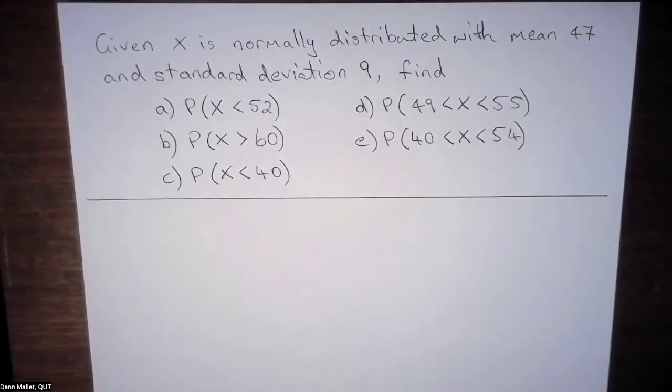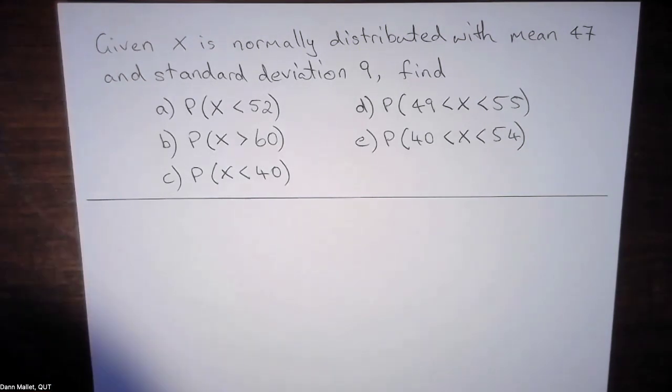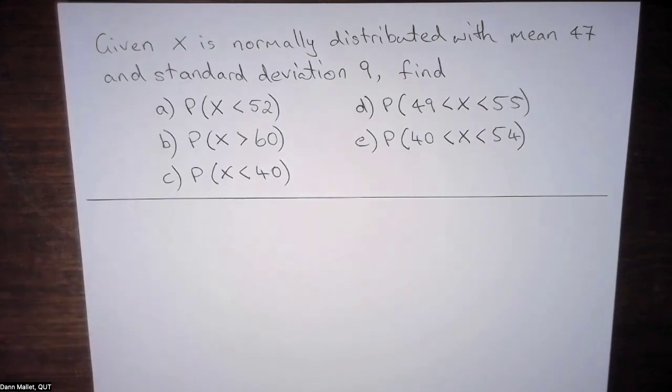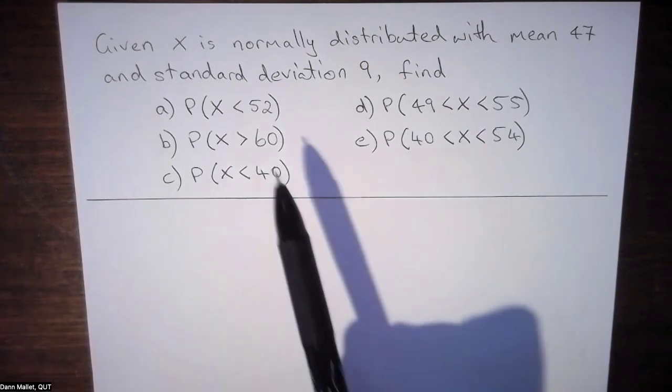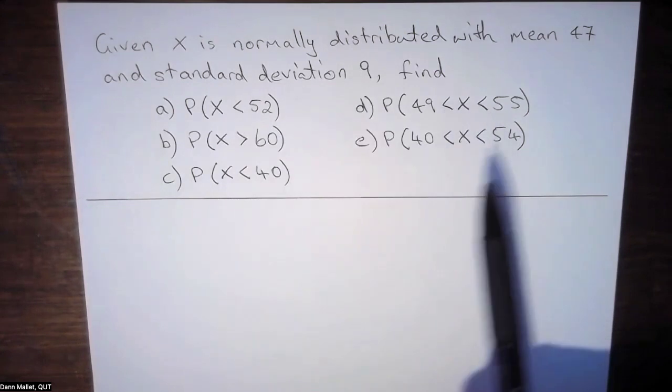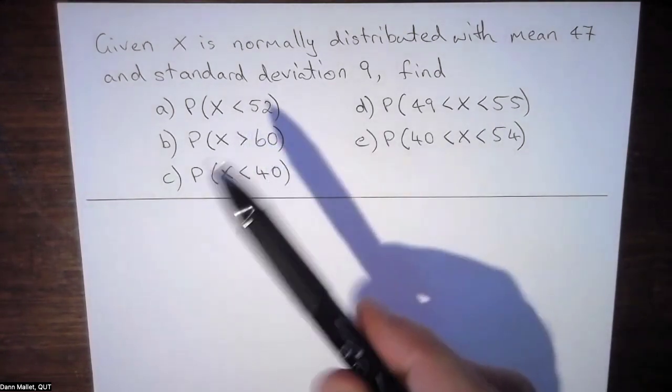In this video, I'll be taking a look at a fairly standard problem for continuous random variables which are normally distributed. So you can see the problem on screen right now. It says, given that x is normally distributed with a mean of 47 and standard deviation of 9, we're asked to find 5 different probabilities. Now, at first they all look pretty similar, but there are some slight differences in there.